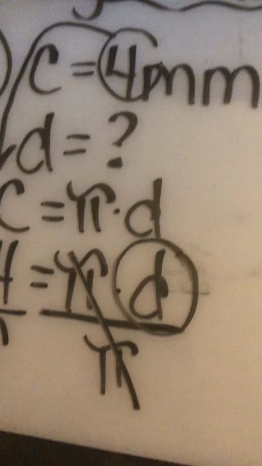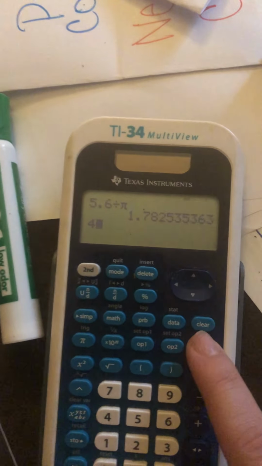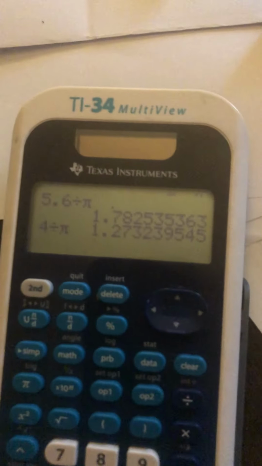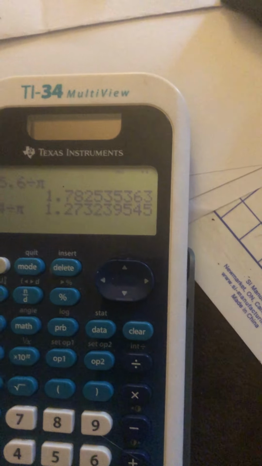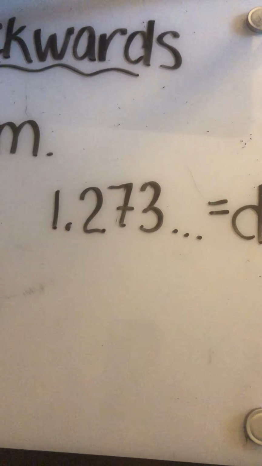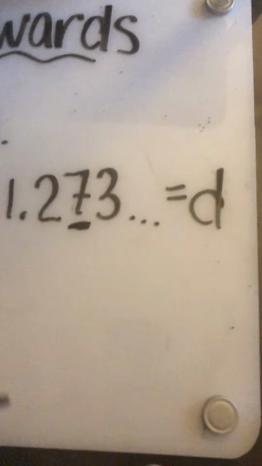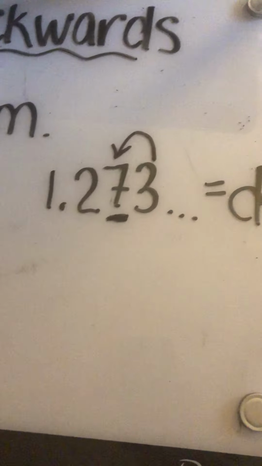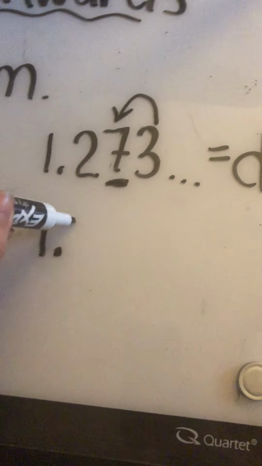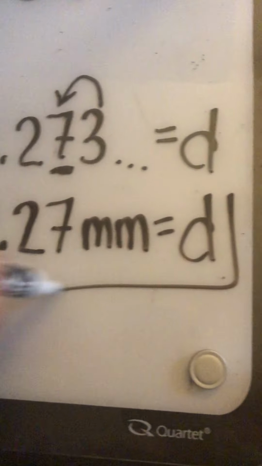So again, I'm going to go to my calculator, and I'm going to do 4 divided by pi. And we get an answer of 1.273 and so on. And that will be equal to our diameter. We just have to round now. So in this problem, again, they are asking us to round to the hundredths place. The hundredths place is the second digit after the decimal. We look at the digit that's next to it. Since it's 4 or less, we keep it there. So that means that my final answer is going to be 1.27 millimeters is equal to my diameter.